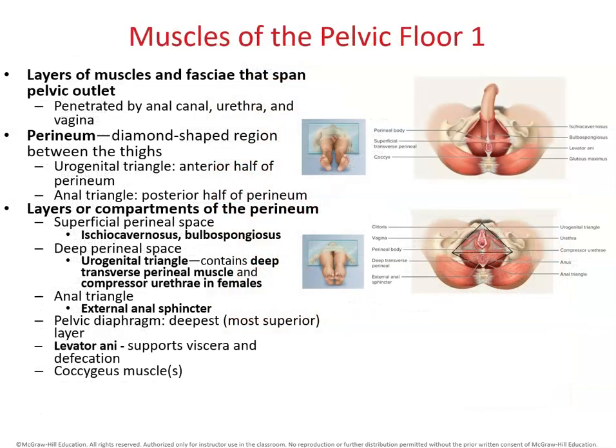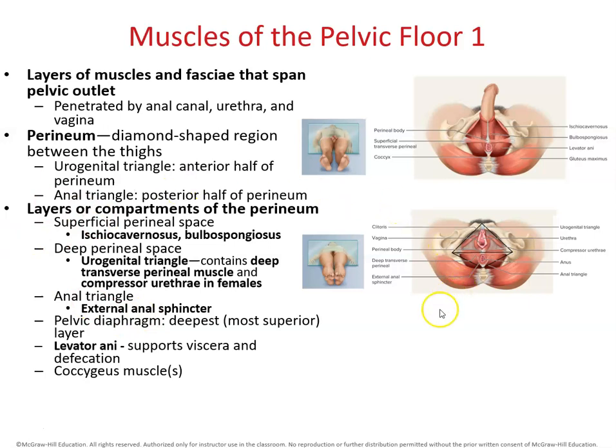Okay, so now we're going to talk about the muscles of the pelvic floor. So your perineum is this diamond-shaped region that is kind of between the thighs. And we have the top is the urogenital triangle and the bottom is the anal triangle. So that's the anterior half and posterior half of the perineum. We have superficial muscles and then we have deeper muscles. And these are different between males and females.